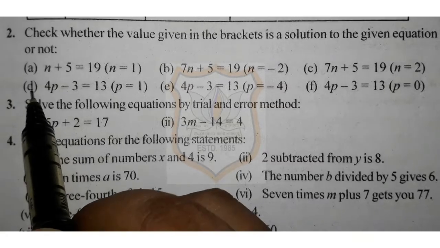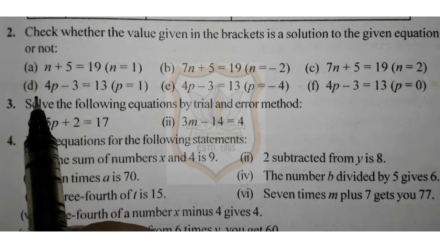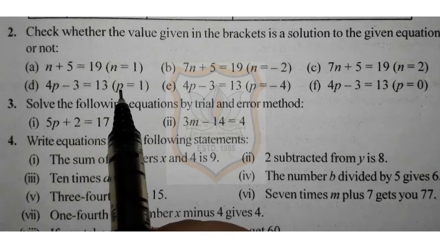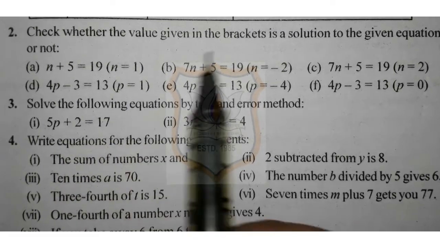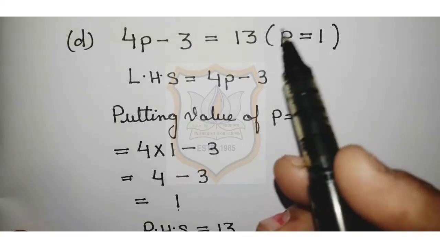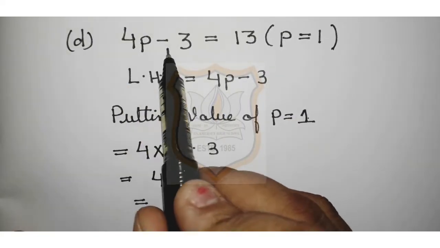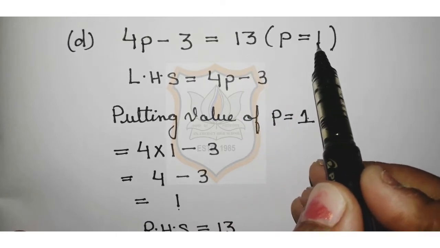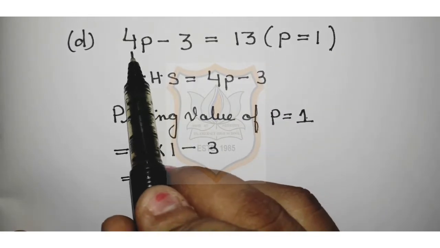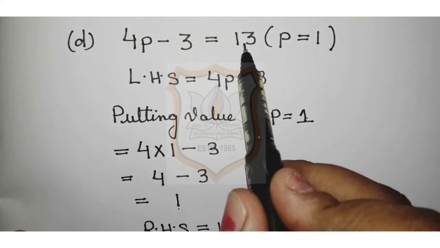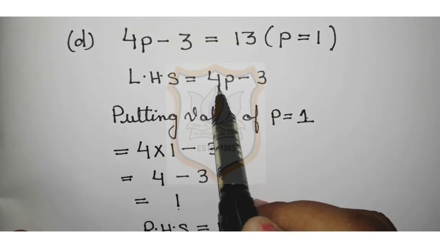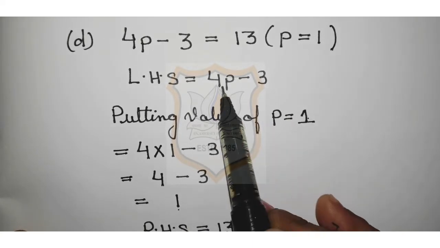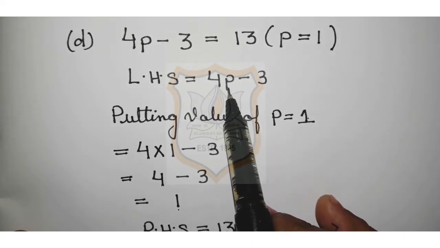Let's solve D part of question number 2, and that is 4p minus 3 is equal to 13, where value of p is equal to 1 given. So student, let's solve D part, that is 4p minus 3 is equal to 13, where value of p is equal to 1 given. Here LHS is 4p minus 3 and RHS is 13. So LHS is equal to 4p minus 3. Now putting the value of p is equal to 1 in LHS. In place of p we will put 1.